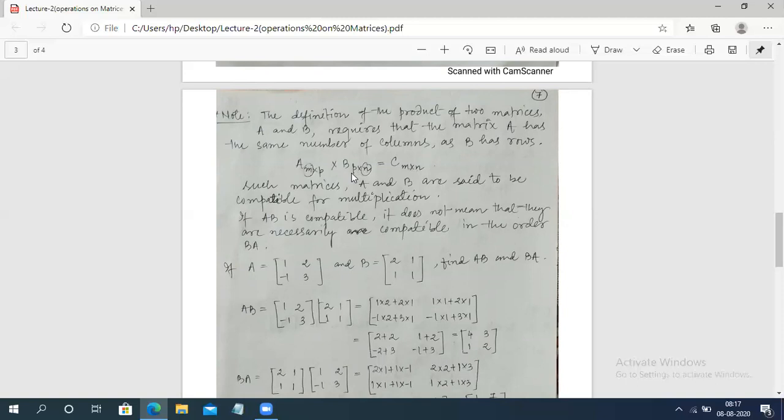So this is the first difference between the operations of addition and multiplication. A and B may have the same order. If A is a square matrix of order 3 by 3, then we can multiply it with a matrix of the same order 3 by 3, because in that case also the number of columns of A is the same as the number of rows of matrix B.